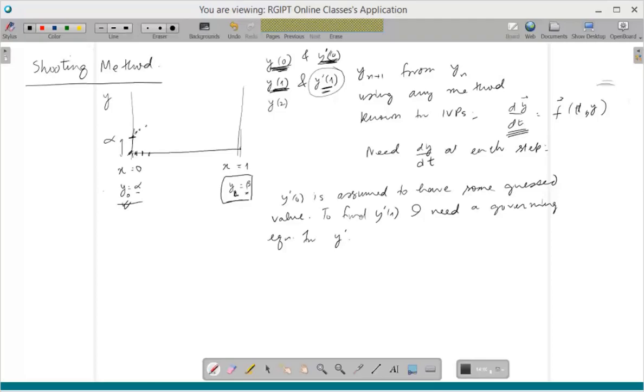the second order ODE into two first order ODEs.